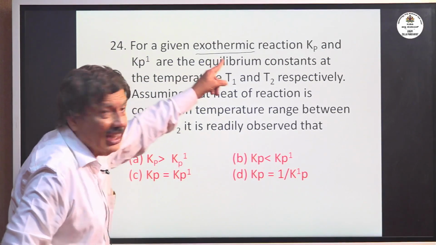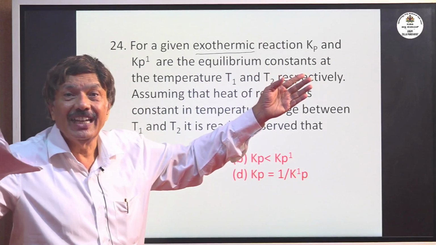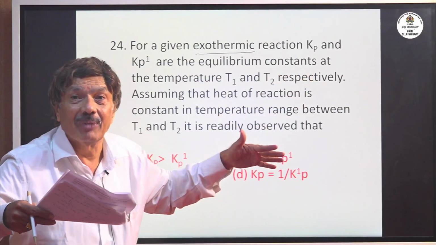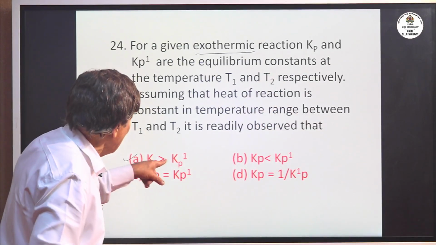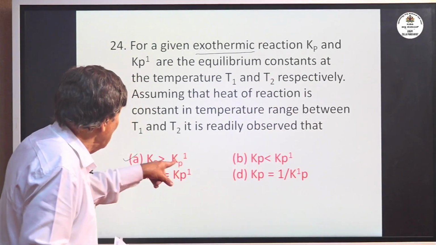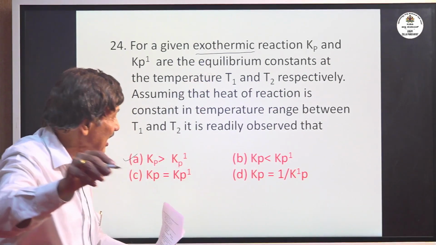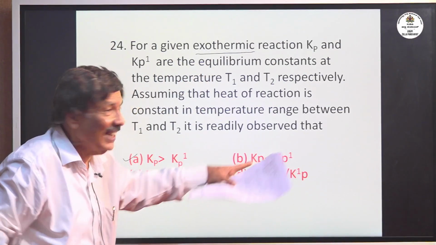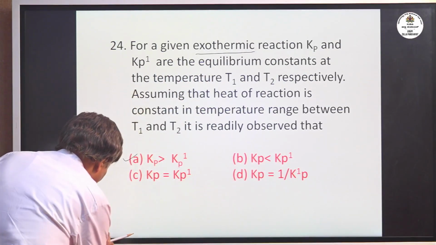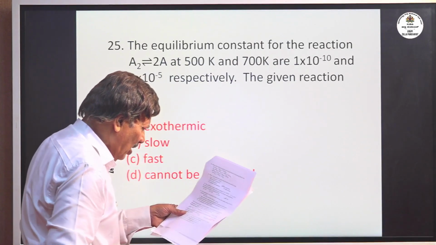They have given exothermic. Exothermic means as the temperature increases, the backward reaction becomes favorable, or the new equilibrium constant at higher temperature will be lower. Kp dash is the new equilibrium constant. It should obviously be less than the initial one, since it is exothermic. If it were an endothermic reaction, that would have been the right answer. They are giving exothermic. Next one: equilibrium constant.